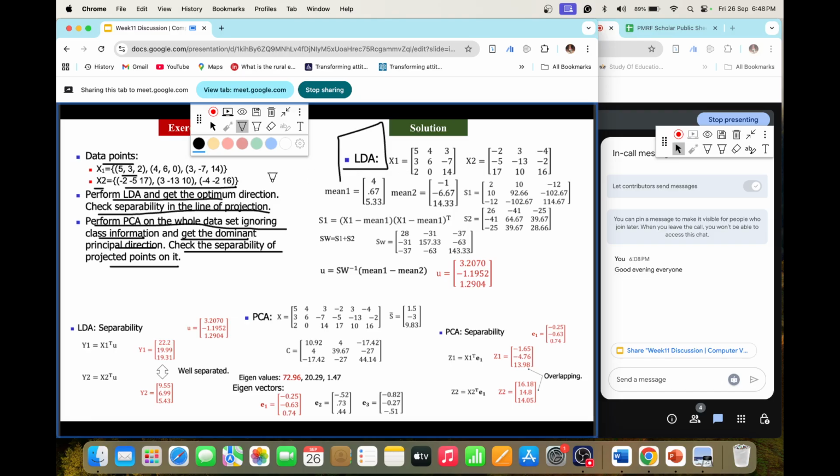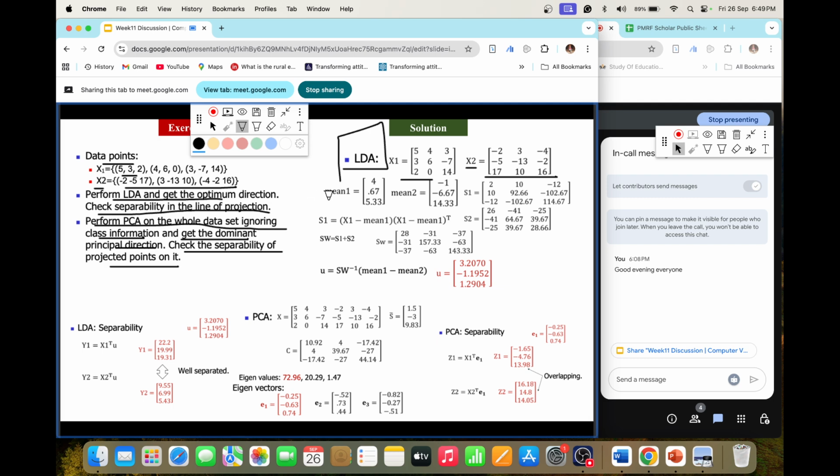For LDA, as we have two classes, this is our first class and this is our second class. In the first class, the data point (5, 3, 2) we write as a column, (4, 6, 0) as the second column, and (3, -7, 14) as the third column. For x2, we arrange the data in 3 columns as well: (-2, -5, 17), (3, -3, 10), and (-4, -2, 16). These are the 3 points. Now how do we proceed?